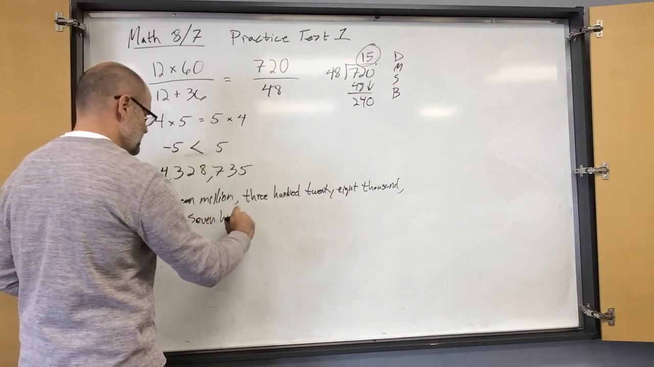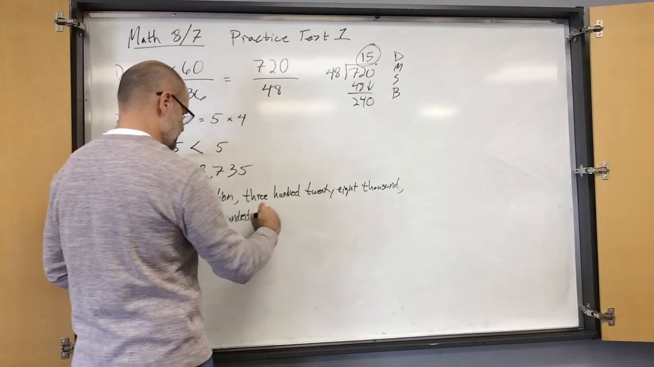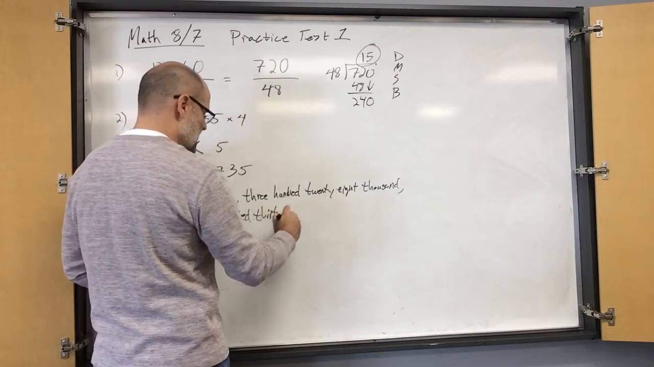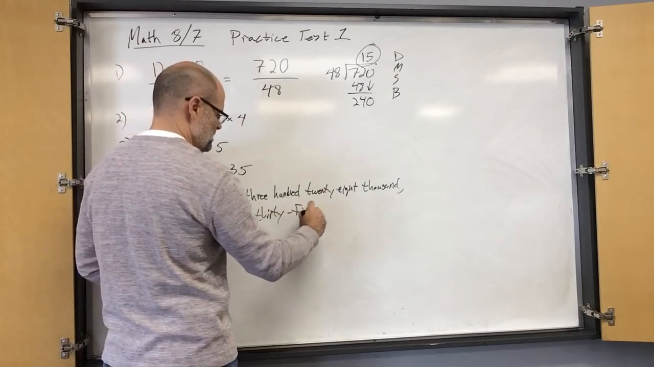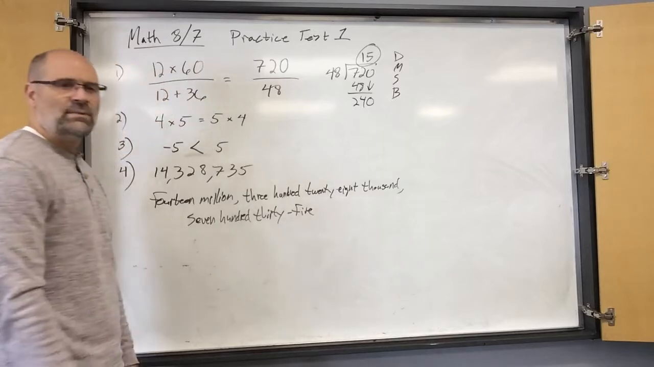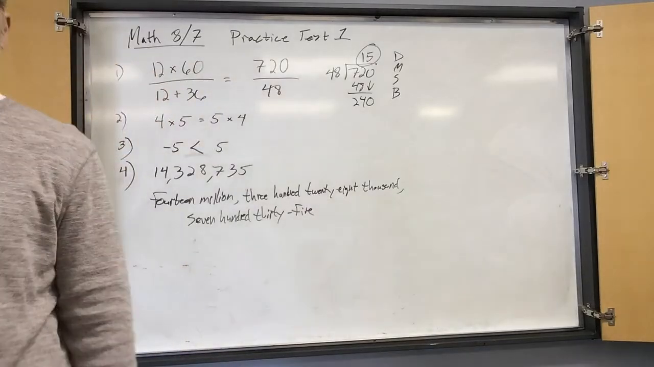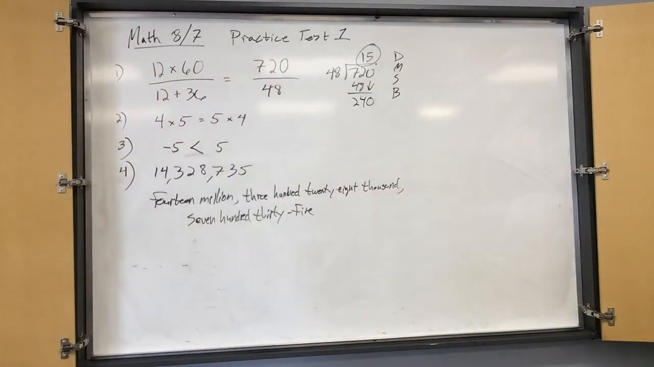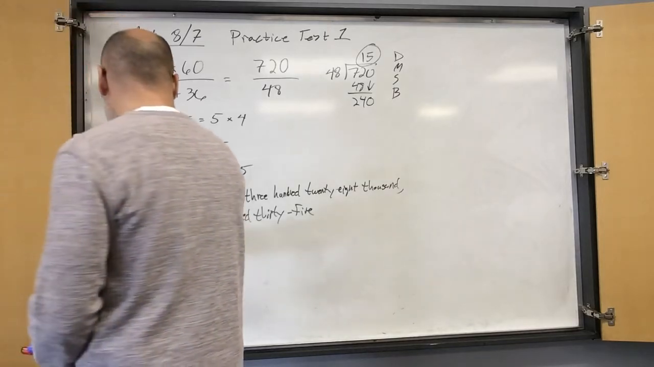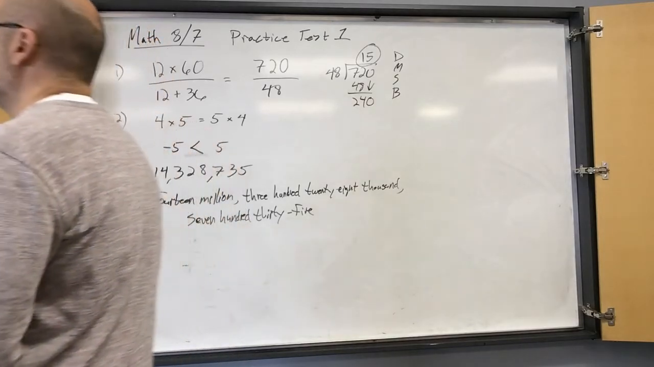And then how do you say that? 735. Good job not saying it. 35, so I need a dash. Okay, does that make sense? You guys good with that? You guys think you can do that on a test? Yes. Awesome, awesome. Awesome sauce.